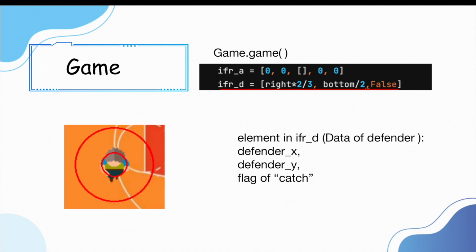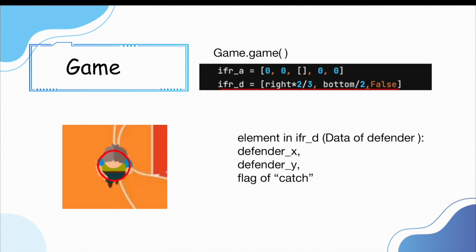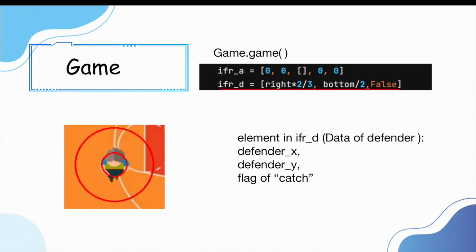For the defender, there are 3 main elements. The first two are the position of the defender, which he can change using the keyboard up and down and left and right. And the flag of catch is controlled by the key K to catch the ball.